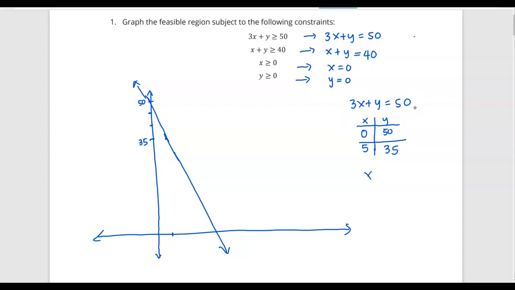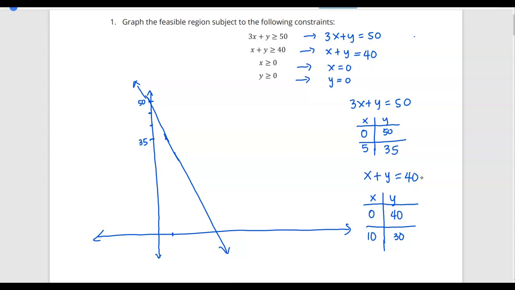Next we have x plus y is equal to 40. We do the same thing. We get representative points, x and y. When x is 0, y is 40. And then you can have a different point. Say for instance, when x is 10, because we want to do increments of 5, but you can pick any number you want. If x is 10, y is 30. So then you plot those 2 points.